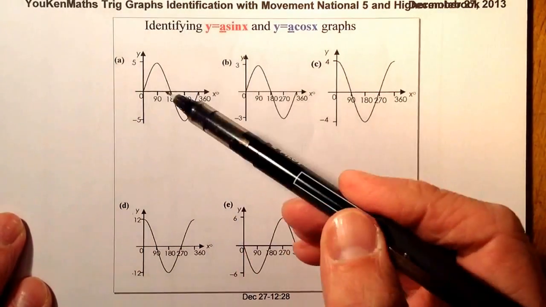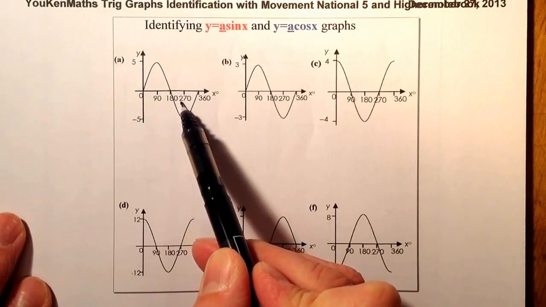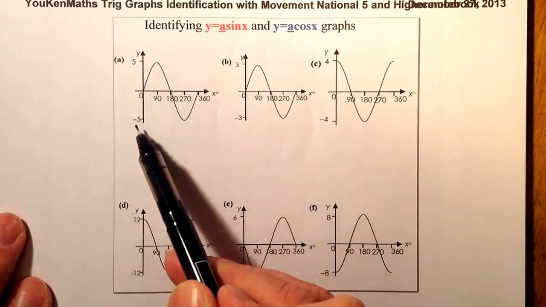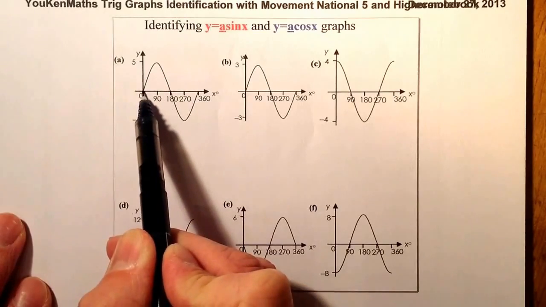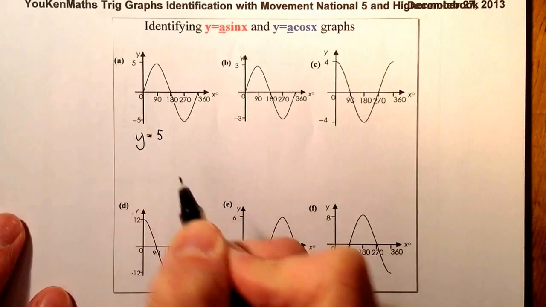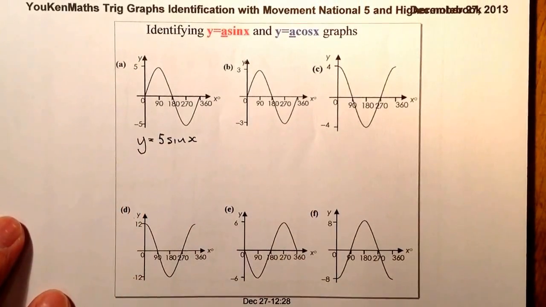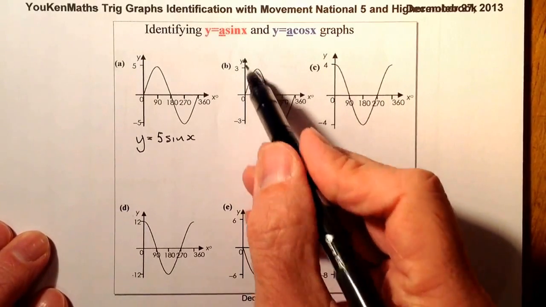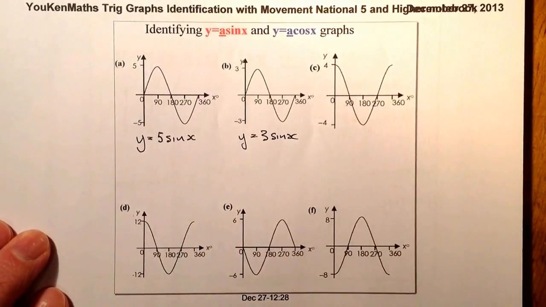Looking at this graph here, I can see that instead of the graph going up to 1, coming back through 180, and finishing here at 360, it's gone up to 5 and minus 5. So the graph is still oscillating about this axis here, which is the 0 value. So quite simply, this one is y is equal to, it's been multiplied by 5, it's a sine graph, and I've not changed anything else. The next one, it's just been multiplied by 3, so y is equal to 3 sine x.